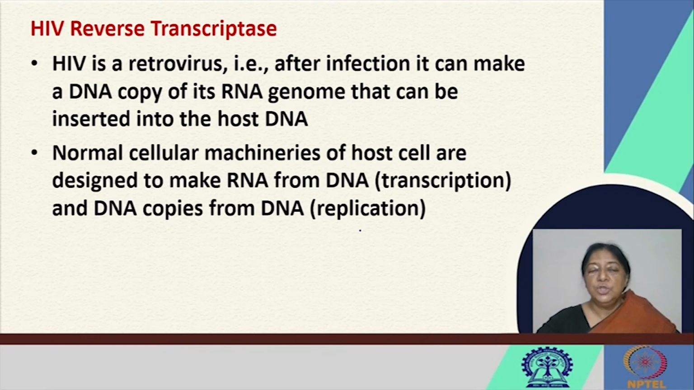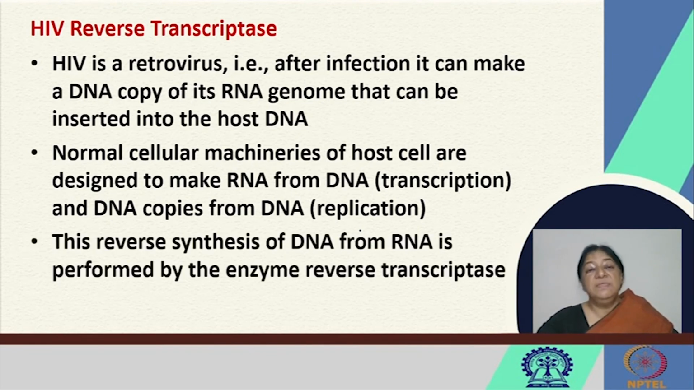So the normal cellular machineries of host cells are designed to make RNA from DNA, as we know from the central dogma of biology, DNA to RNA to protein. However, in this case, it is designed to make RNA from the DNA, which is the transcription process. But here it makes DNA copies from the RNA. And the reverse synthesis of the DNA from the RNA is performed by a specific enzyme called the reverse transcriptase.